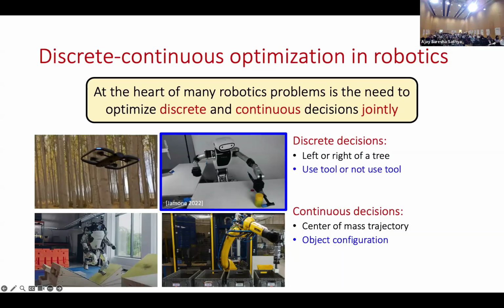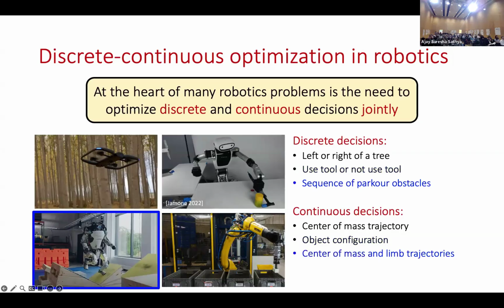In robot manipulation, you often have coupling between logical decisions. For example, do I use a tool to reach an object that might be too far from the body of the robot? And these discrete decisions are again coupled with the continuous decisions, which come from the continuous position of the objects we manipulate. In locomotion, making and breaking contacts, we have seen this in many presentations already, are discrete decisions that are coupled with the trajectory of the joints and the center of mass of the robot.